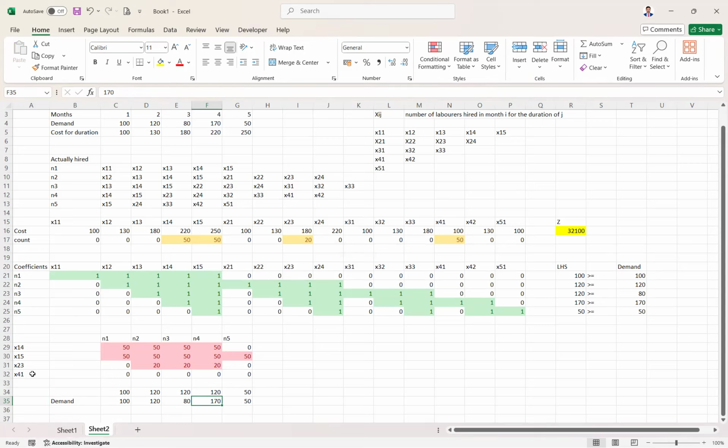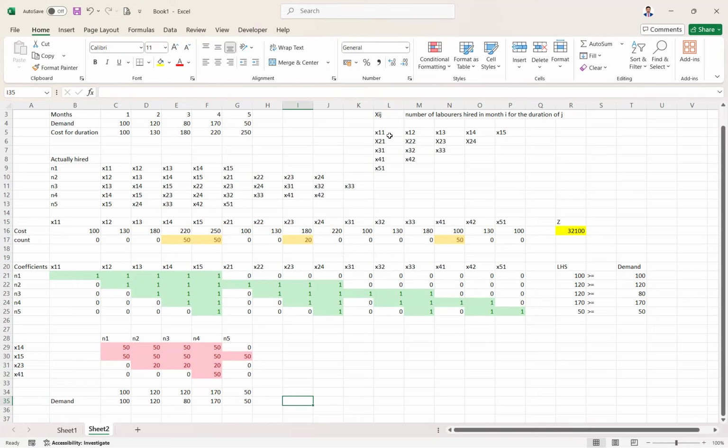Yes, we did not write the X41. See, X41 we did not enter. X41 is also giving 50 employees. X41 means in the fourth month for a duration of 1 month. Those 50 have come here. Those give the total 170. Then we have removed all of them, 50 and 50. So I hope the explanation is clear.